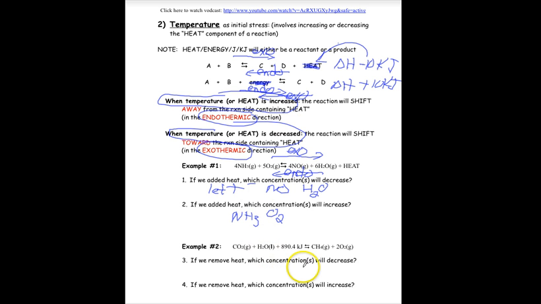Okay, so here's another one down here. Notice now the heat is on the left side. That means that this reaction is endo, and the reverse is exo. So you have to keep that in mind. If we remove heat, and you look up here, if temperature is decreased, that's removing heat, it shifts to the exothermic side. So removing heat will mean it will shift to the left, which means that these will go up in concentration, but these will decrease.